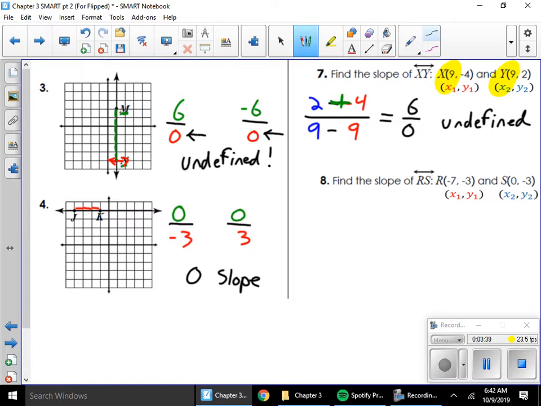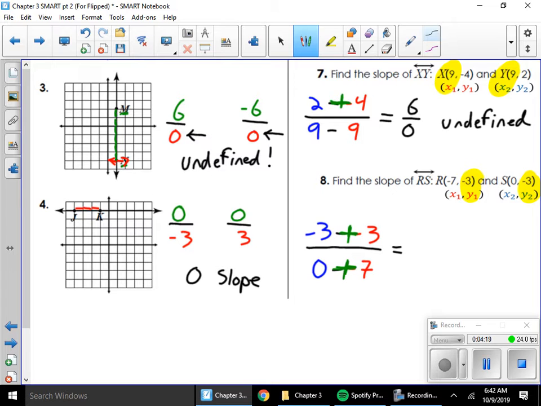Taking a look at an 8th example here, now what we have are y values that are the same. So when we go to set up that slope formula, we get -3, that's my y2, minus -3, that's my y1, all over 0 minus a -7. Simplifying this, we see that minus a negative is going to show up twice. -3 minus a -3 is the same as plus. And then 0 minus a -7 is also plus.